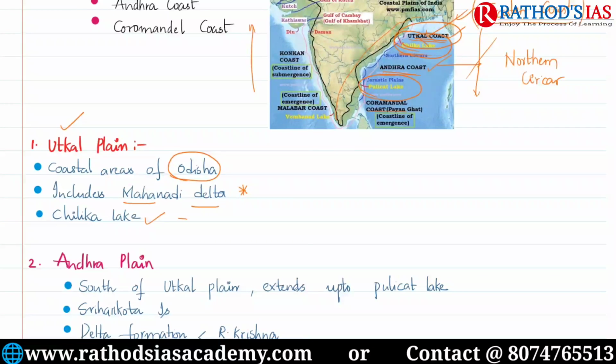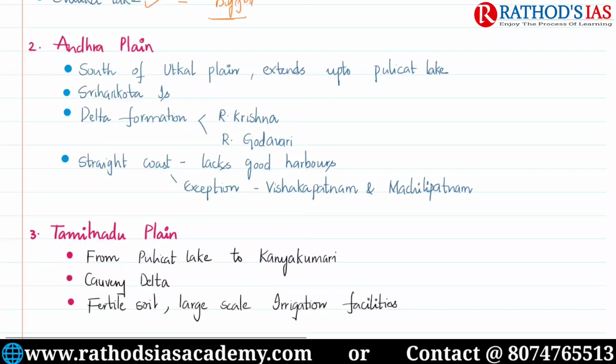And this Chilika Lake is the biggest lake in the country. Towards the south of Chilika Lake, we can see low hills and plains. The next one is the Andhra plain, or we can say Northern Sarkar. This Andhra plain is located towards the south of the Utkal plain, and it extends up to Pulicat Lake. Pulicat is a salt water lake.